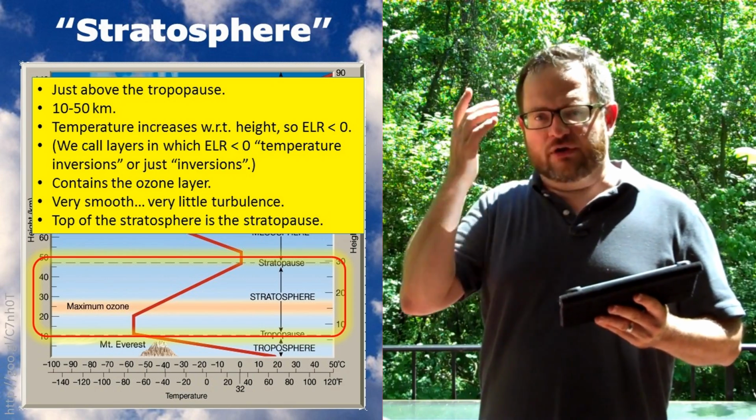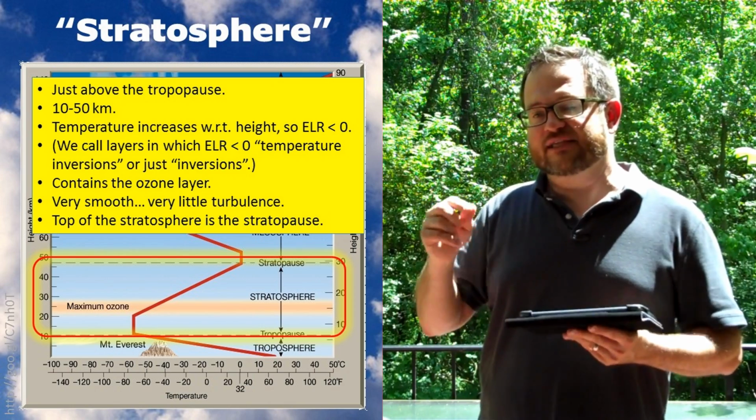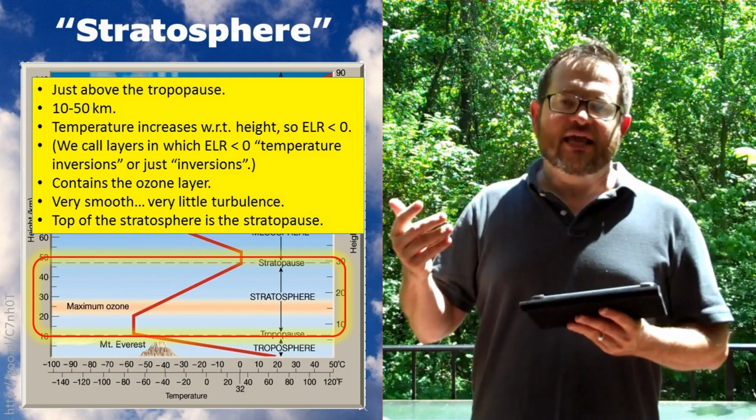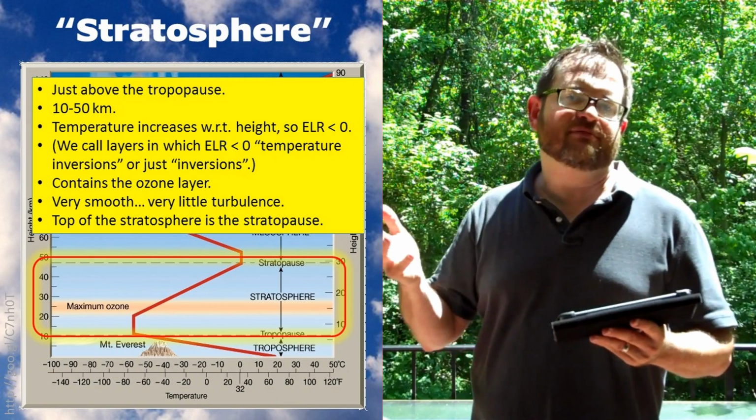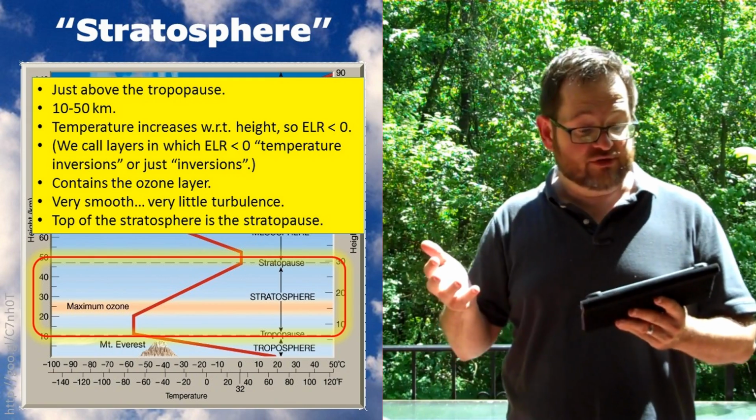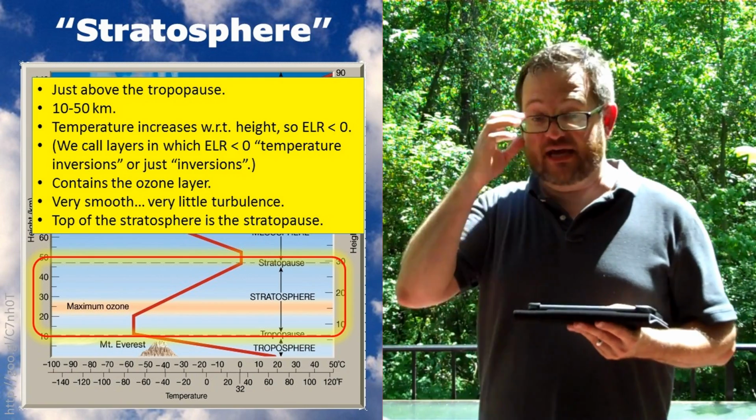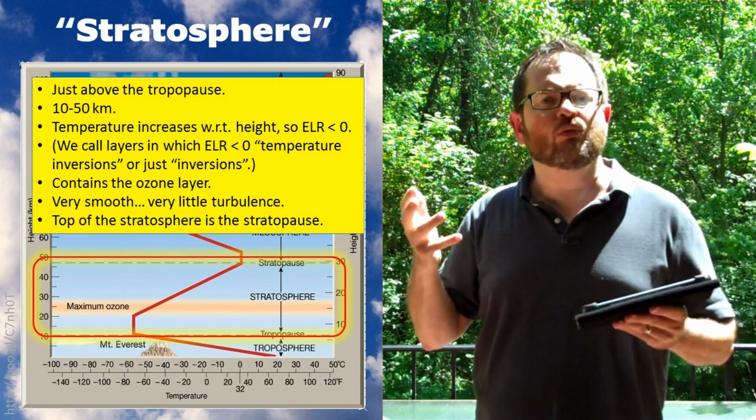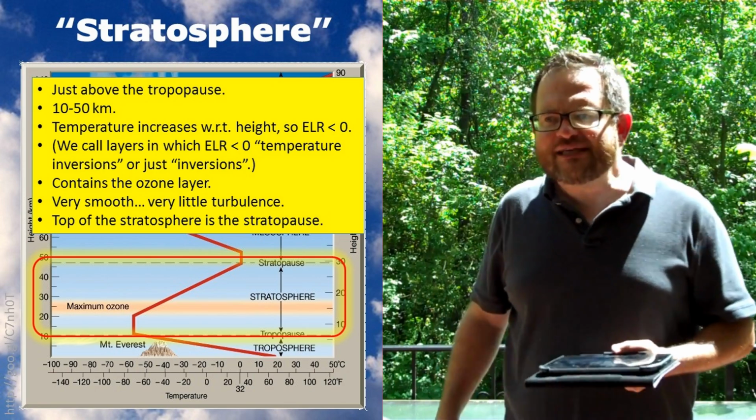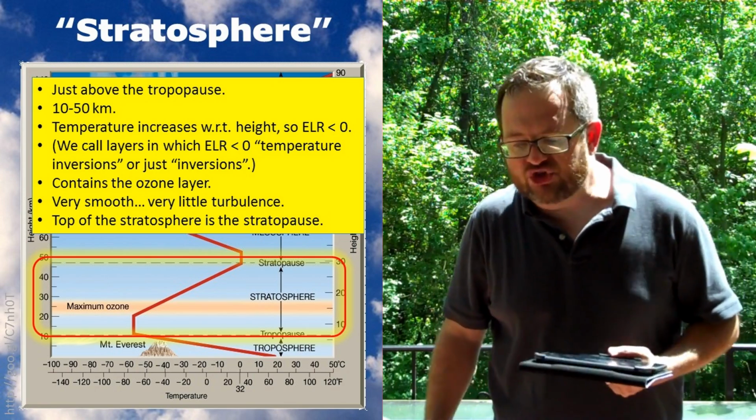Now, the stratosphere is a layer of the atmosphere that sits on top of the troposphere. It spans from about 10 kilometers above the ground to about 50 kilometers above the ground. And in the stratosphere, temperatures get higher with respect to height. The farther above the ground you get, the warmer it gets. That was really surprising in the history of meteorology.